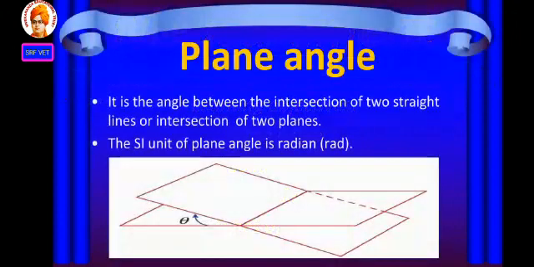Plane angle. It is the angle between the intersection of two straight lines or the intersection of two planes. The SI unit of plane angle is radian. The symbol is RAD. So what is meant by plane angle? It is the angle between the intersection of two straight lines or two planes.